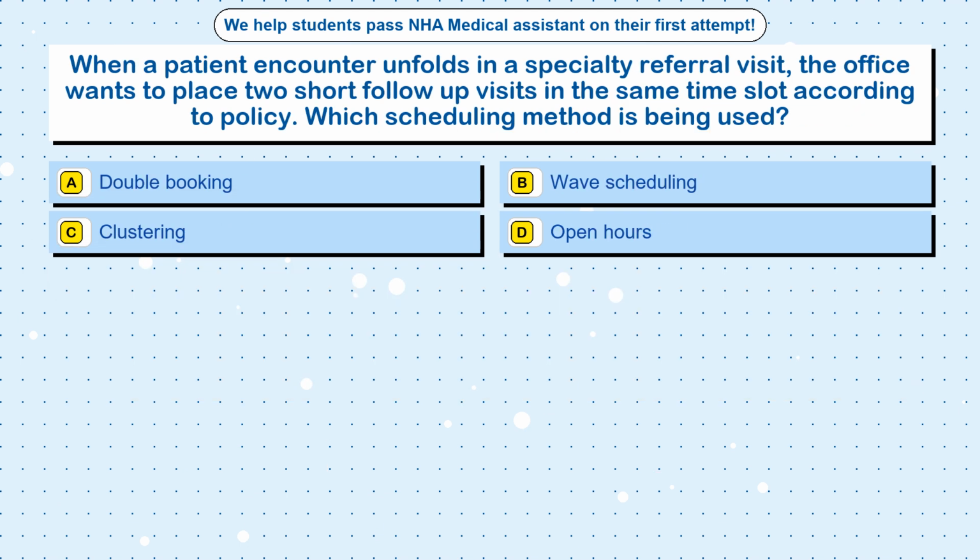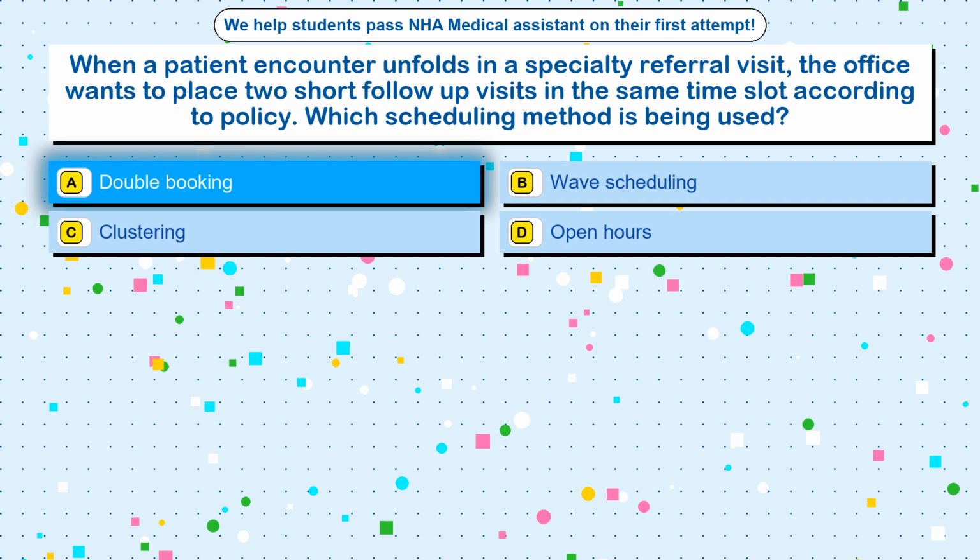Question 19. When a patient encounter unfolds in a specialty referral visit, the office wants to place 2 short follow-up visits in the same time slot according to policy. Which scheduling method is being used? Option A, double booking. Option B, wave scheduling. Option C, clustering. Option D, open hours. The correct answer is option A, double booking.